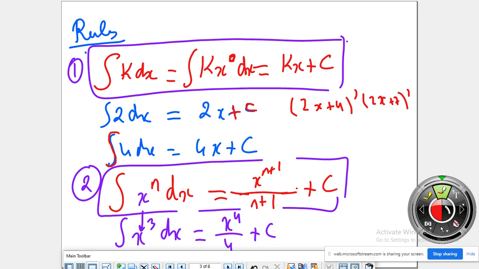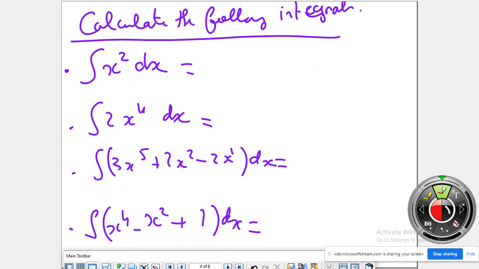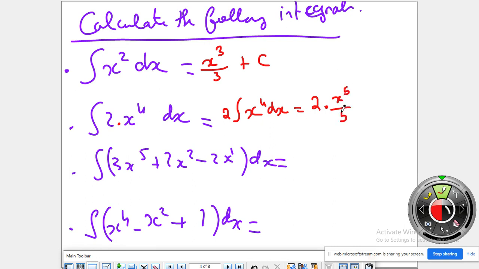Okay, let's move to another example. I will look at this one here. x squared: I need to add 1 to 2, so it becomes x cubed. I got x cubed over 3 plus c. That's it. Now here, the integral of 2x to the 4. I have 2 times x to the 4, so I can put the 2 outside. The 2 doesn't affect, so I say 2 times the integral of x to the 4 dx. Then it's 2 times x to the 4, I add 1 to 4, it becomes x to the 5 over 5, plus c.